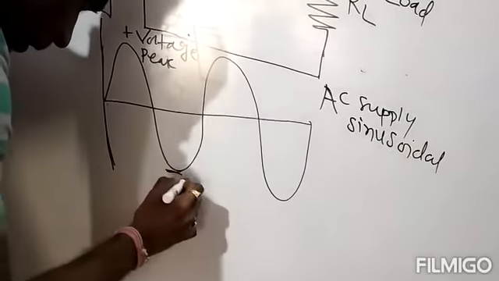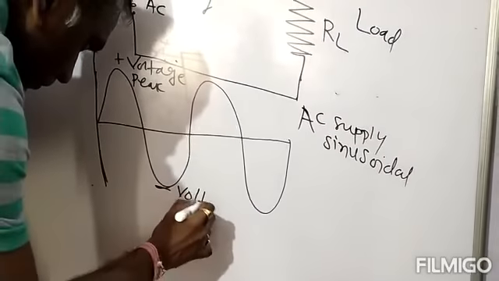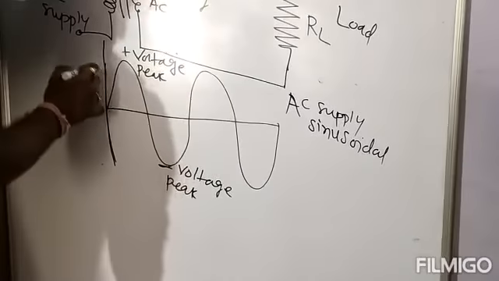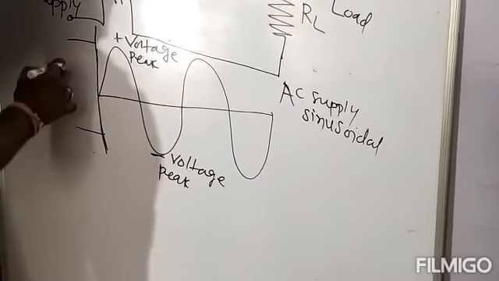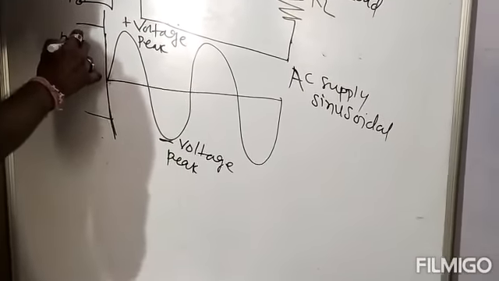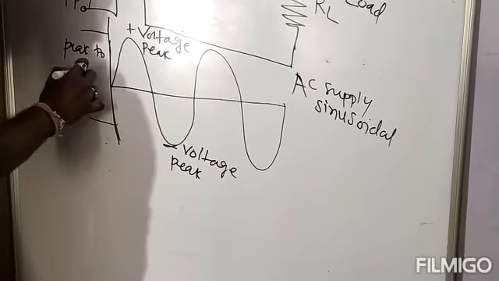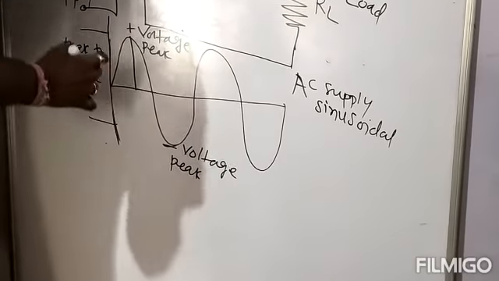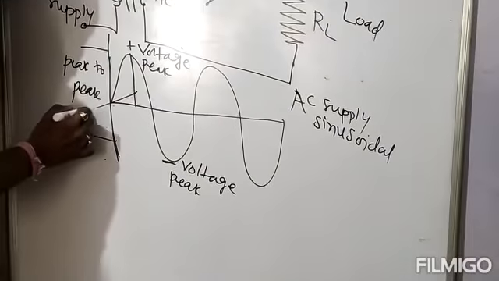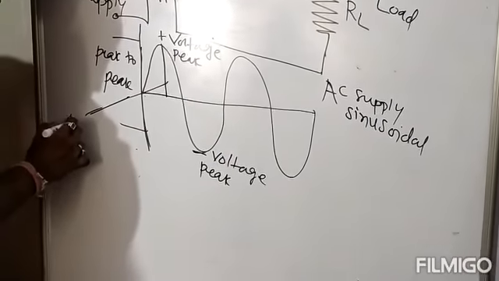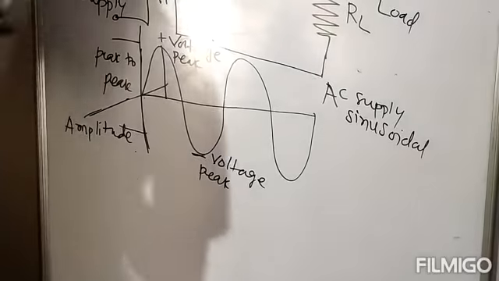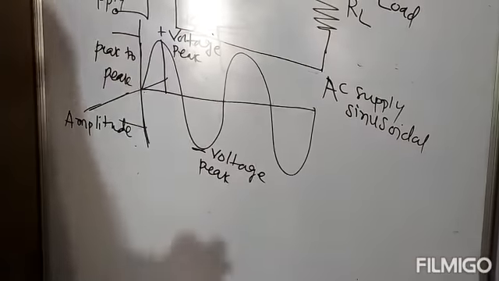This is a negative voltage or negative peak. This is called a peak to peak voltage. This is also called an amplitude. This is a positive amplitude, this is a negative one.